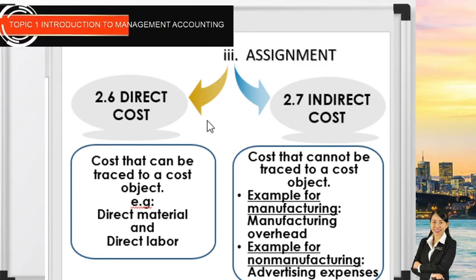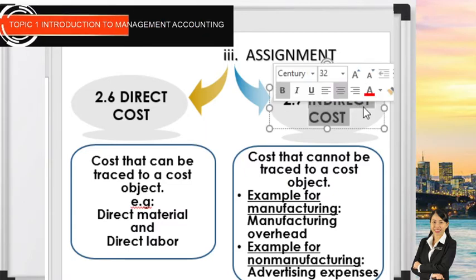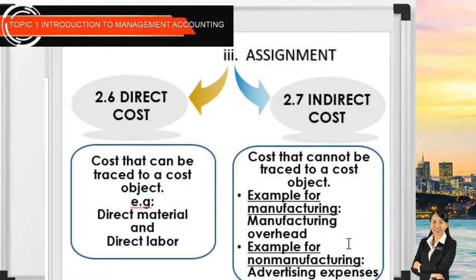But for certain things that we cannot track to the cost object, that is called indirect cost. Indirect cost is something that we cannot track to the cost object. Example, all the manufacturing overhead and non-manufacturing overhead operation expenses.